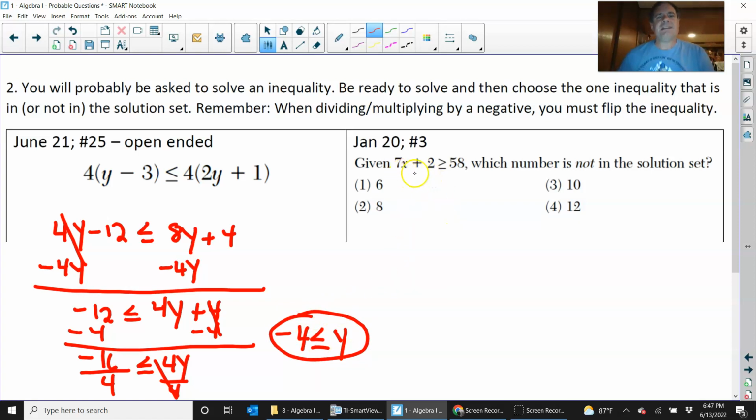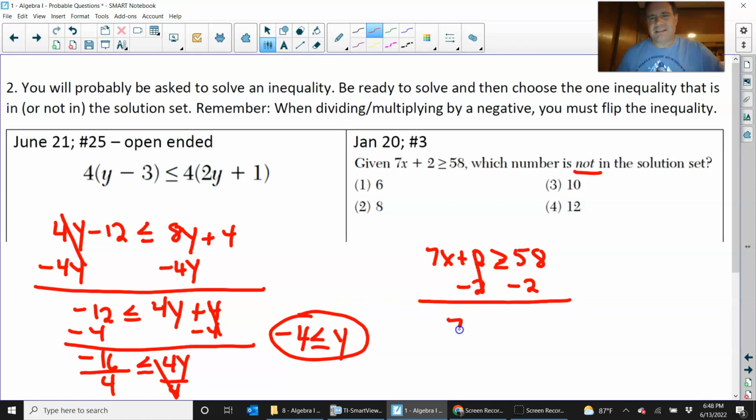This is given: 7x plus 2 is greater than or equal to 58. This was on the January 2020 Regents, number 3: which number is not in the solution set? The first thing you should do is solve. You can substitute in and see which one is not in the solution set, but I like to solve it, and this one's pretty easy to solve. So you have 56, and then you divide by 7 on both sides.